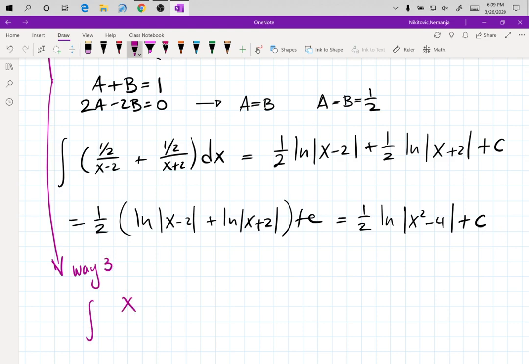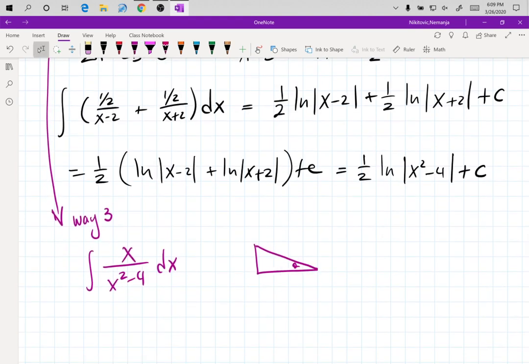So, integral of x over x squared minus 4 dx. Set up a triangle with angle theta. We have x as the hypotenuse, and then we have a 2 and the square root of x squared minus 4.